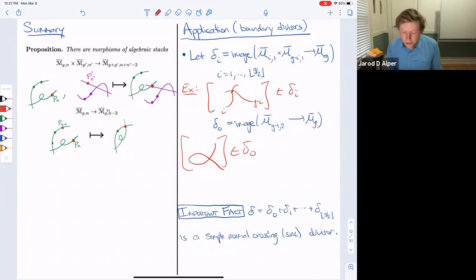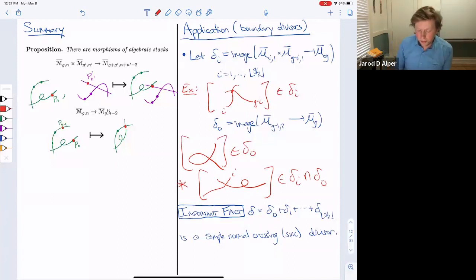So for instance, to see that they actually intersect, if you take a genus I curve and then meeting another curve that has a node like this, this is an example of a curve that's in delta I intersect delta 0. And so we'll use the fact that they do in fact intersect later, but it is an important fact that they intersect transversely. This is a calculation that you can show using Schlesinger's theorem and explicitly computing a universal deformation space and showing that each node defines a single equation.